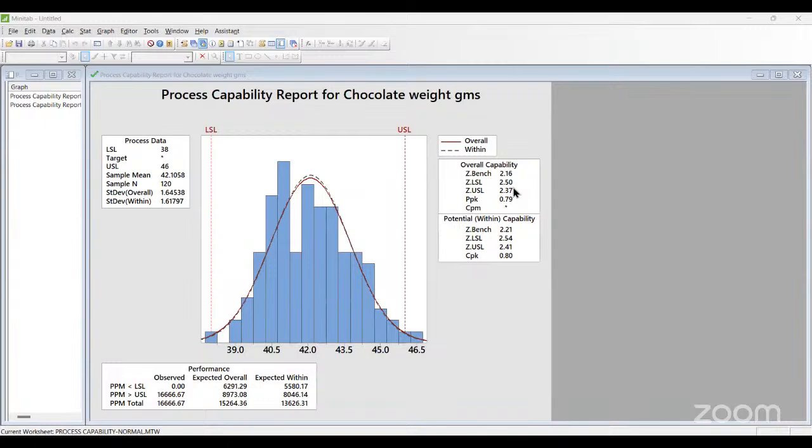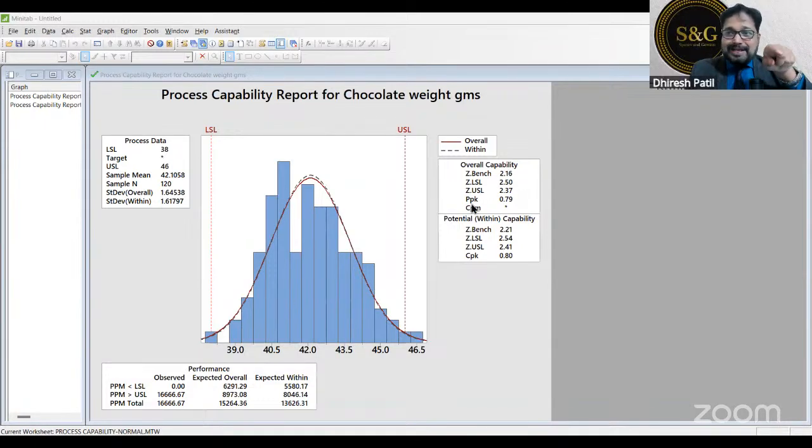There is another way, PPM-wise, which is called Z bench, for which I've given the formula: 1 minus PPM divided by 1 million. With that formula, the Z bench value can be calculated. Some people show Z bench also as a process capability value. So this is your take, which one you want to showcase. If you are showing Z bench in the measure phase when we calculate it the first time, after improvement also you have to calculate Z bench only, and compare the earlier Z bench to the after Z bench. If you are showing Z score, which is the minimum of ZUSL and ZLSL, then after improvement also you have to show that only. That is what I said.